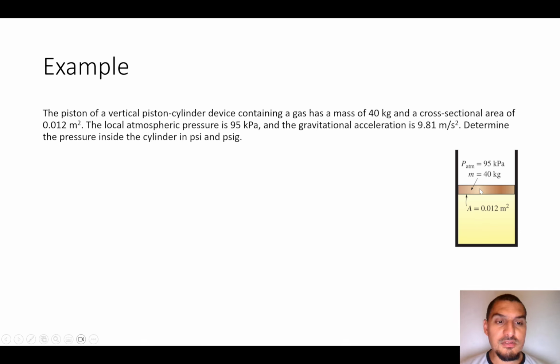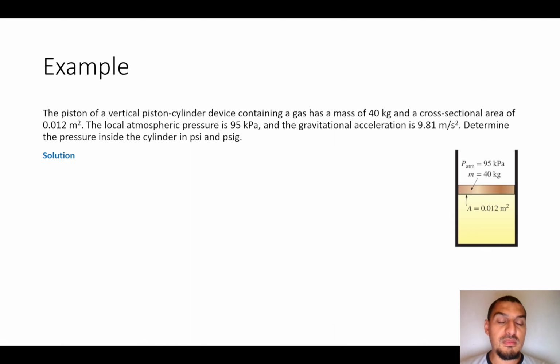The piston has a mass of 40 kilograms, and its cross-sectional area is 0.012 square meters, and the local atmospheric pressure is 95 kilopascal. So it seems that the device is put at high altitude, so the pressure is 95 kilopascal. It's not 101.3 kilopascal, it's 95. The gravitational acceleration is given, and we need to know the pressure inside the cylinder in psi and psi gauge.